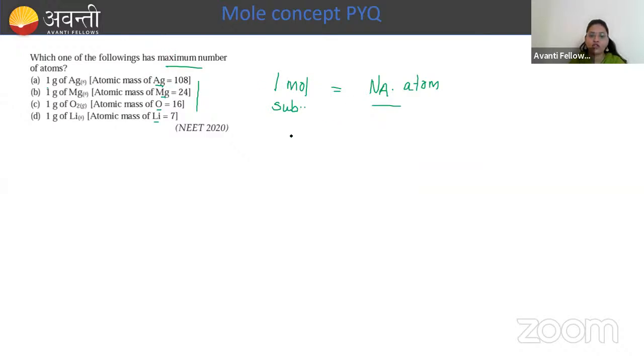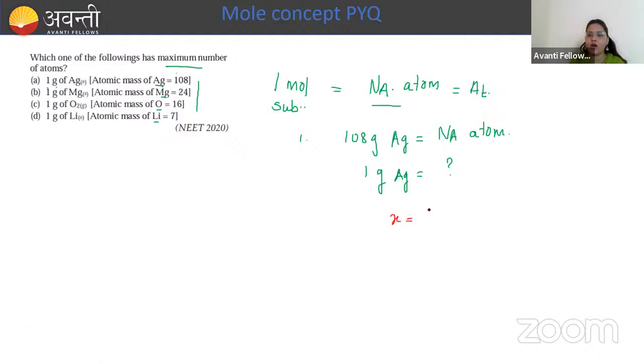So first of all, for the first option, let's try it out. What will be the number of atoms here? For 1 gram of Ag, the number of atoms will be how much? You know that 1 mole of a substance is nothing but the atomic weight or molecular weight of that given substance. So here, what is the atomic mass given for Ag? 108 gram of Ag will contain how many atoms? Avogadro's number of atoms. But here what have we been asked? We have been asked 1 gram, right? So 1 gram of Ag will contain how much? Just do the cross multiplication.